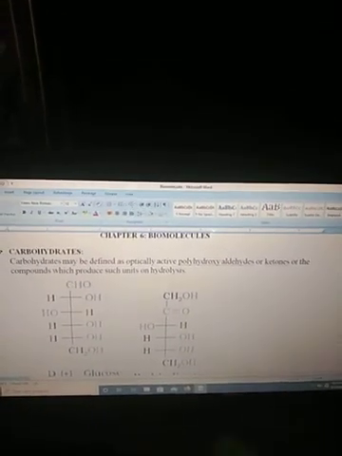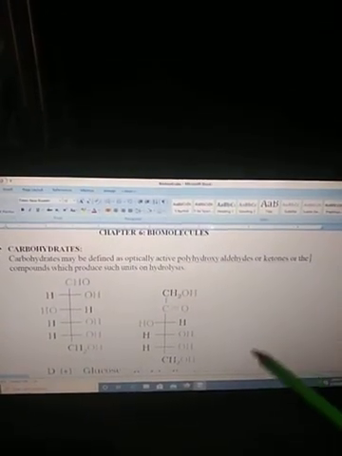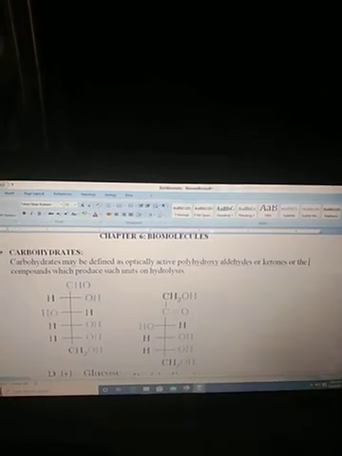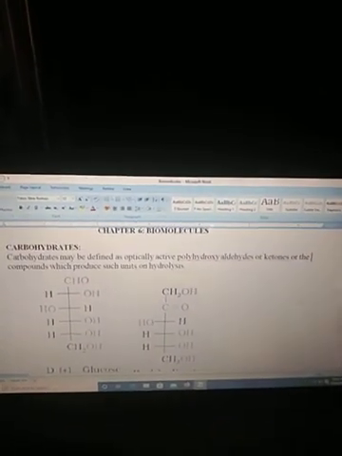In our last class, we completed the chapter polymers. Today we are going to start the second last chapter of organic chemistry, that is biomolecules.